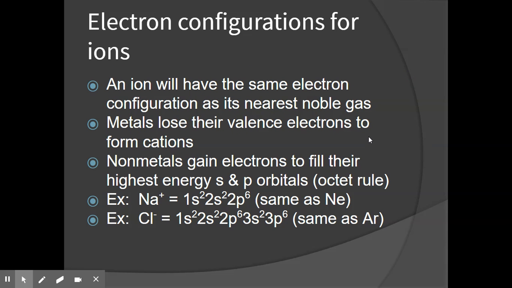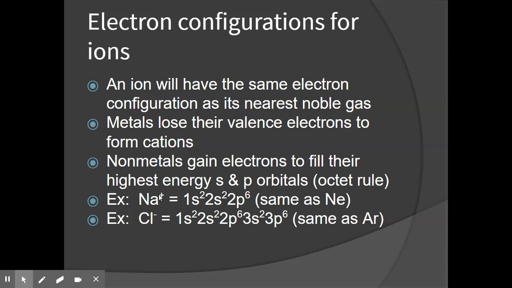Now, we've talked about ions in the past, but we haven't looked at them real hard. Ions are elements that have gained or lost electrons so that they are like their nearest noble gas. We talked in the last unit about how metals want to lose their valence electrons and nonmetals want to gain electrons, and they're both trying to satisfy the octet rule. Any ion will have the same electron configuration as the noble gas nearest it.